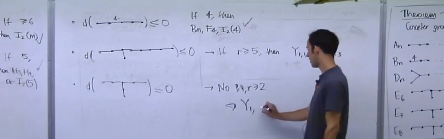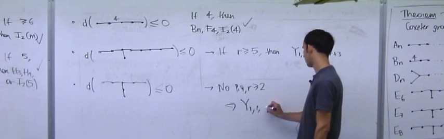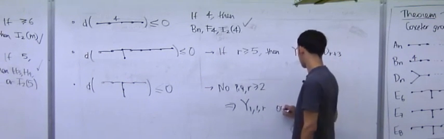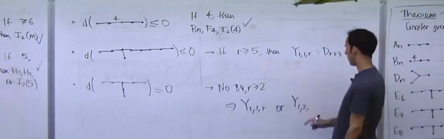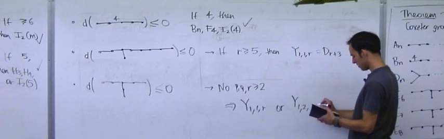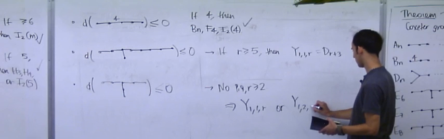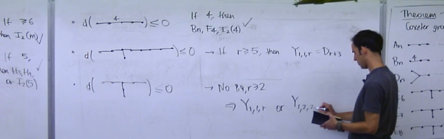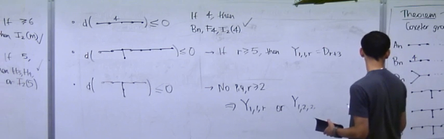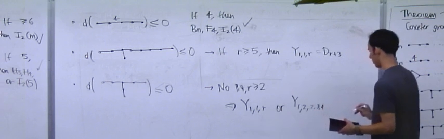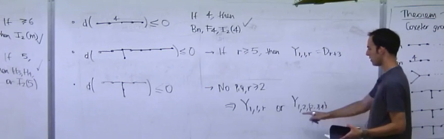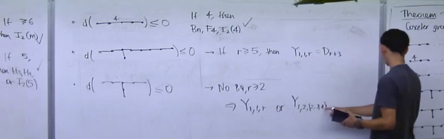Then if another one is 1, then I look like this. If another one is 2, then I can't have anything bigger than 5, so I'm going to be either two or 3 or 4. Okay. This is Dn, and this is E5, E6, and E7.